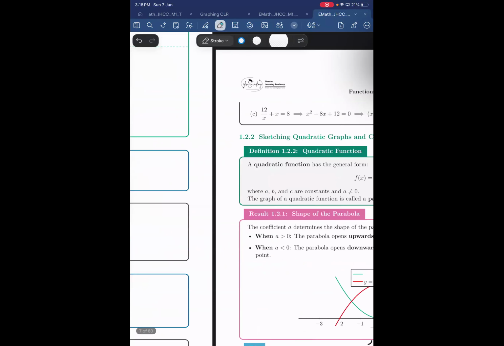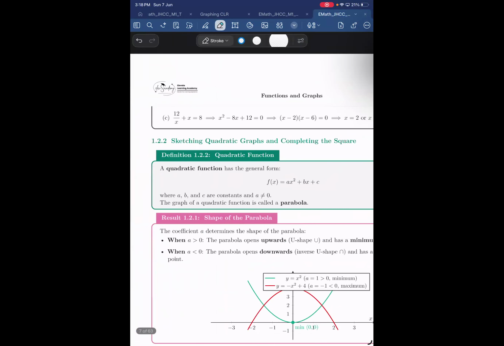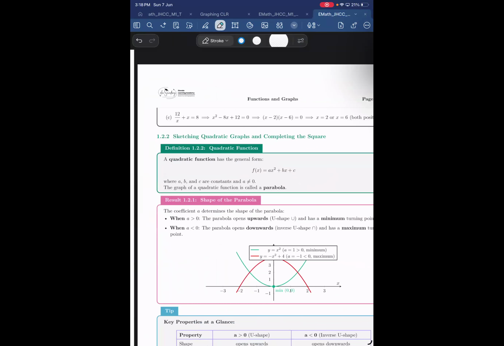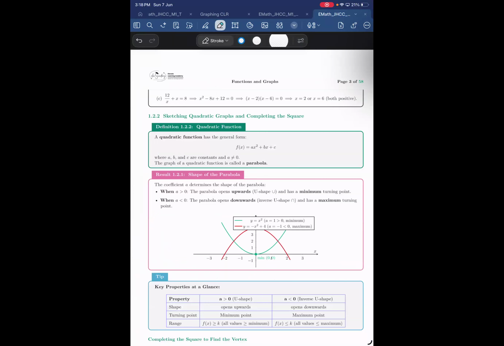Okay, then next we look at the quadratic graph. This one is the most common type of function and graph that you see in E-Math, and basically A-Math also. So what's a quadratic function? It's a function that has this form ax squared plus bx plus c, where a is not 0. Its graph is called a parabola.